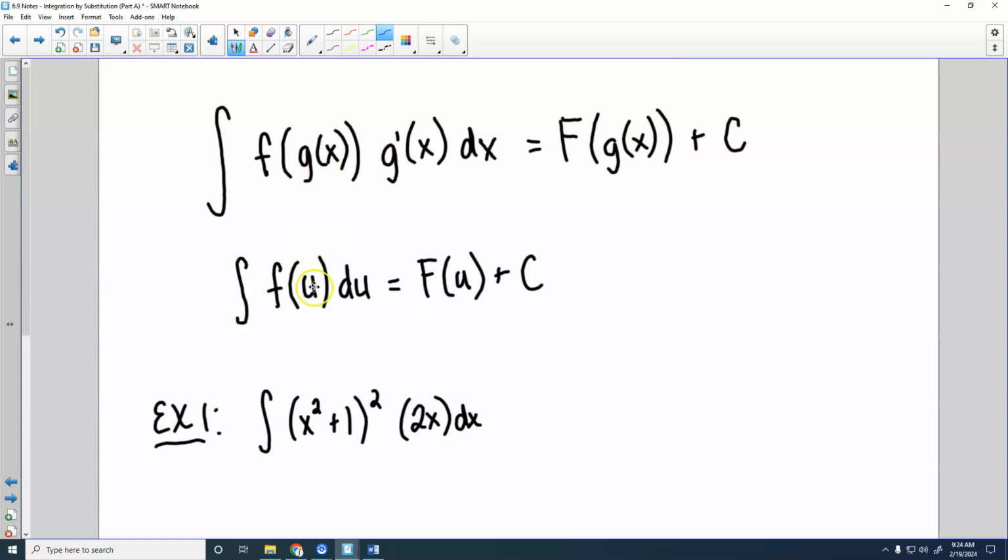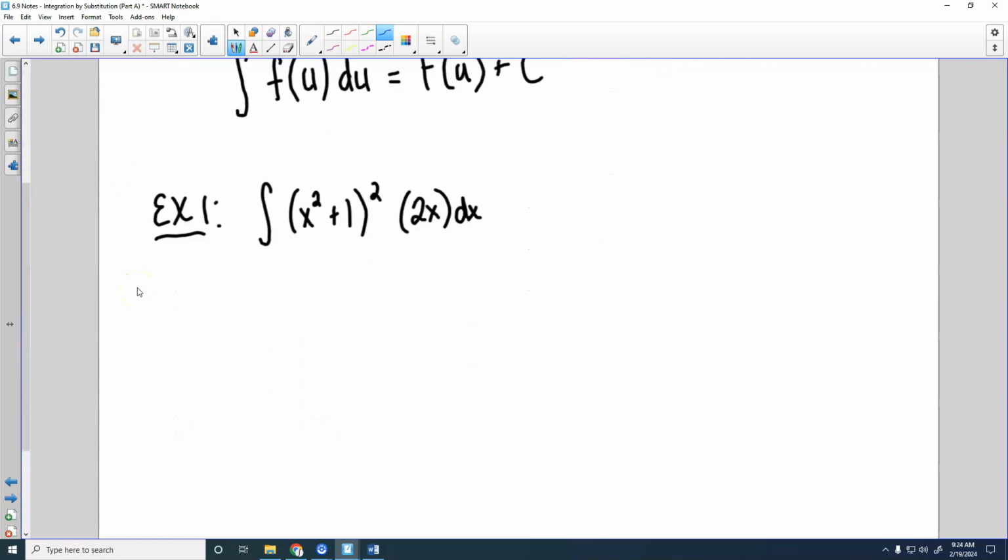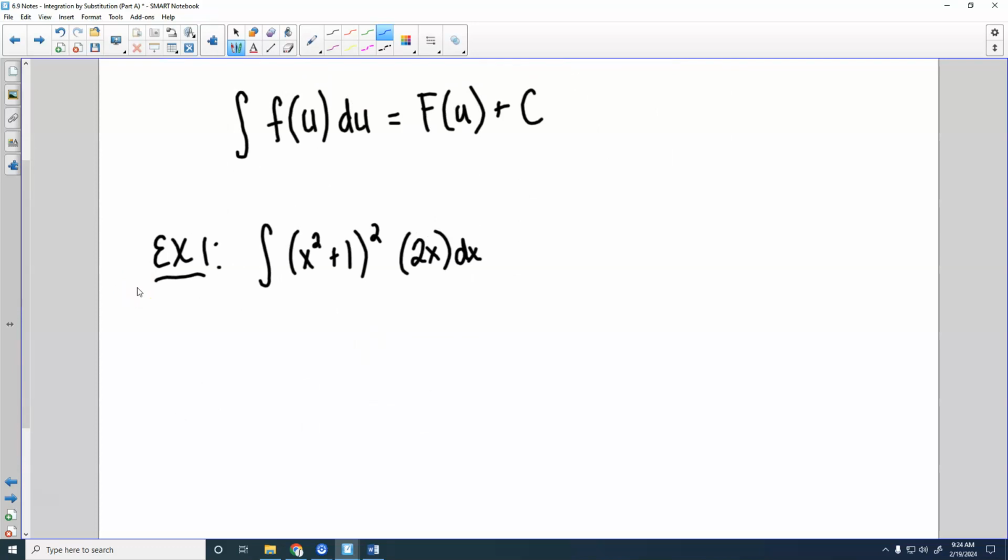This also could be written with, really I prefer this notation here, and not just because it's the FU right there, but the u sort of simplifies it here. U can be your inside function, right? And du is the derivative of that inside function. It's going to be a little bit easier for us to use this second notation right here. Okay, so let's look at this first problem and see how this is going to be used.